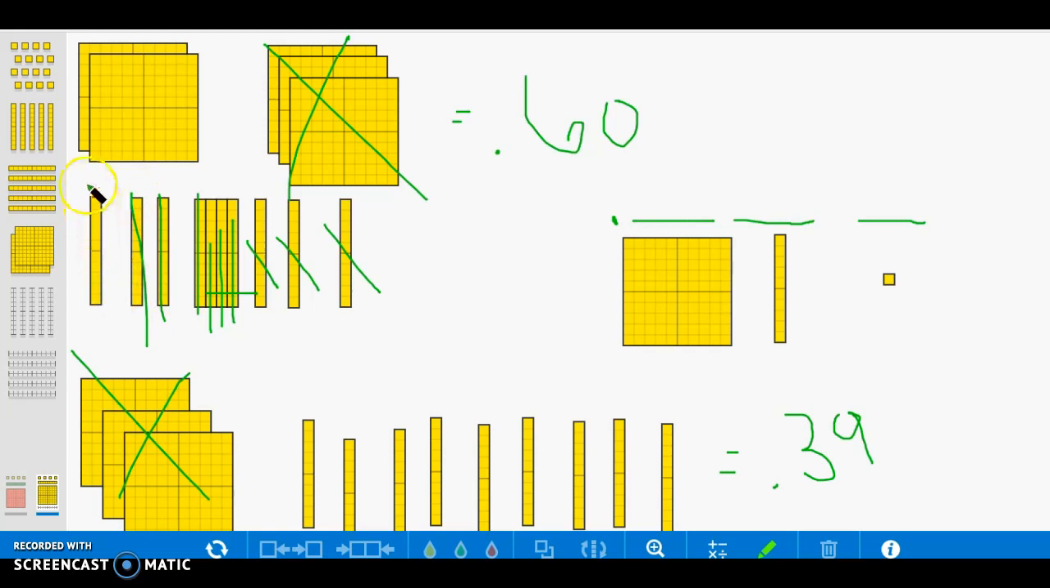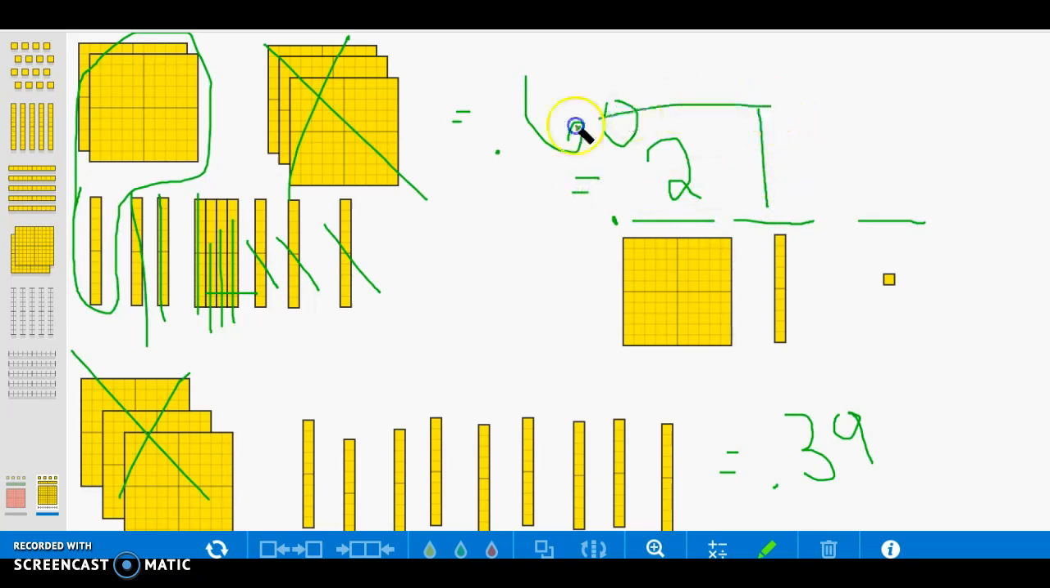So what I have left over is all of these. So I have 2 of this guy, so I know I'm going to put 2 here. And I have 1 remaining on this manipulative, which I'm going to put right here. And then the answer is going to be 0.21.